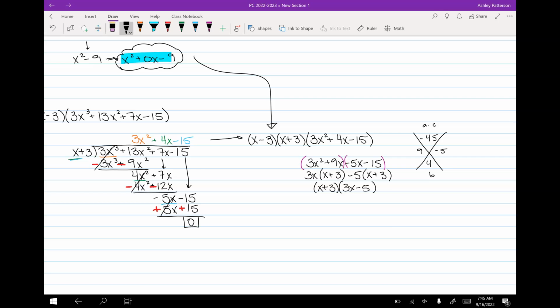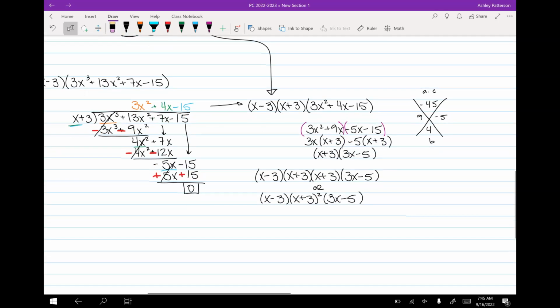All right, here we go, my friends. So now our final factored form is x minus 3 times x plus 3 times x plus 3 times 3x minus 5. I know this question is going to come up: can't we write it as x plus 3 squared? Yeah, absolutely. They are exactly the same thing. So here's our factored form.